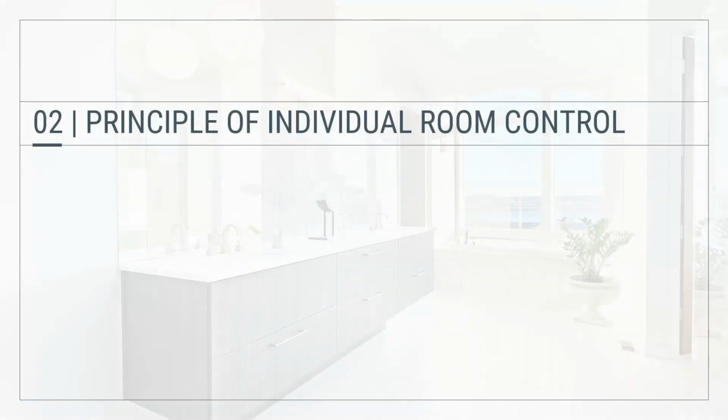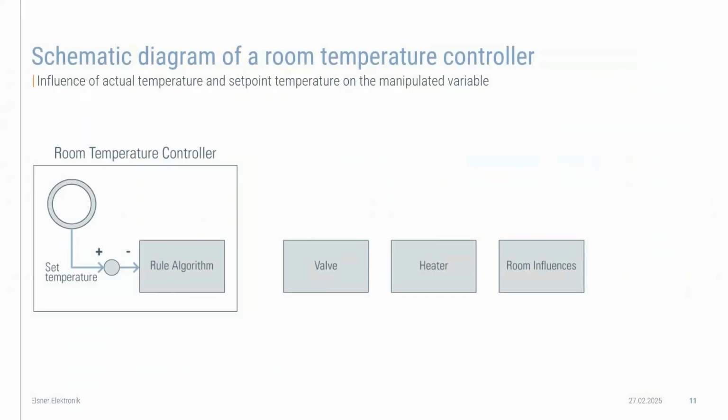All right, let's get into the principle of the individual room control. So here we see a schematic diagram of a room temperature controller. The room temperature controller shown in the box on the left records the room temperature and sends a manipulated variable to a valve or an actuator. The control valve is approached as a percentage, for example, 40%. This means that the water then flows through the valve, or through the radiator and heating circuit, and releases the heat into the actual room.